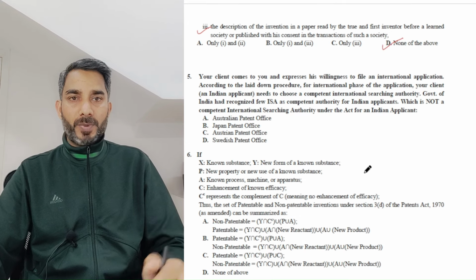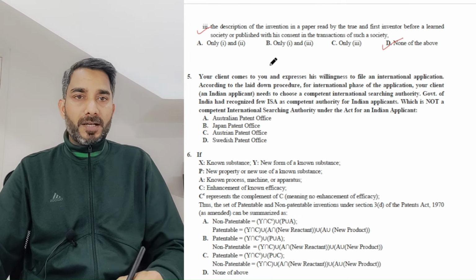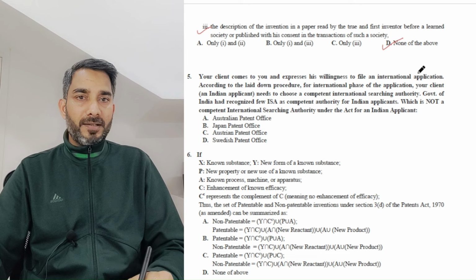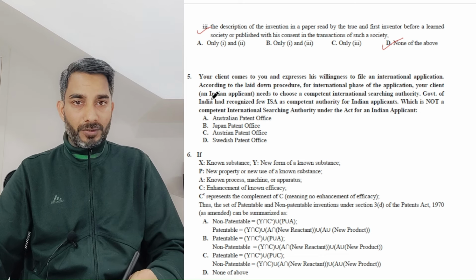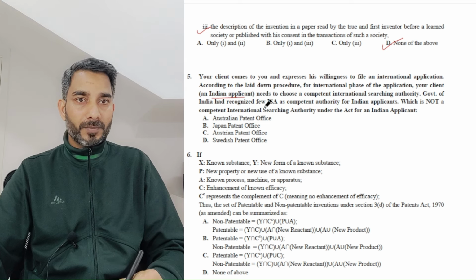Let's move to the next question. Your client comes to you and expresses his willingness to file an international application according to the laid down procedure for the international phase of application. Your client, an Indian applicant, would be filing with the Indian Patent Office as the receiving office.